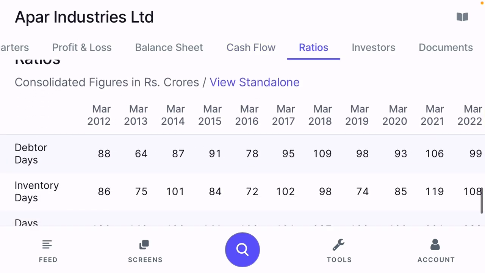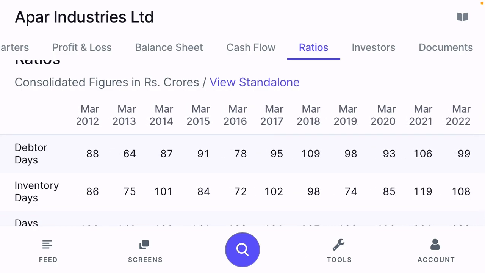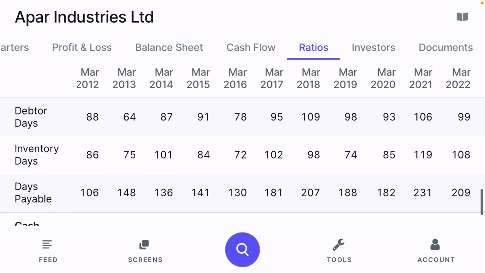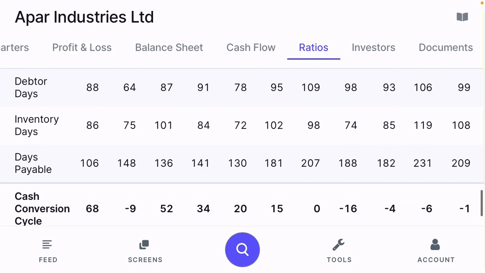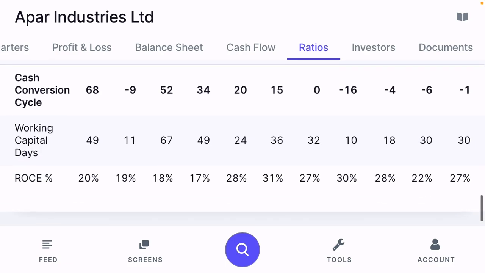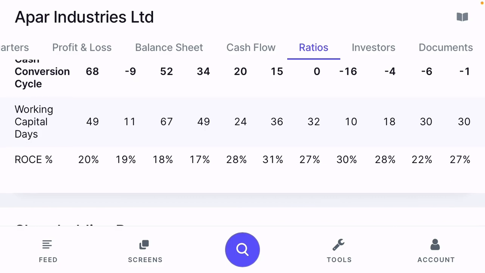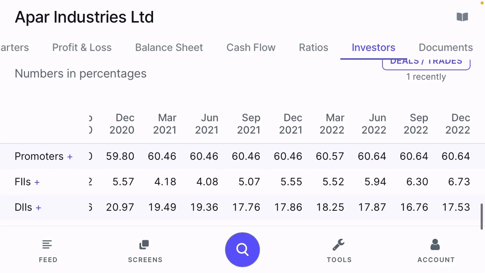And here you can see the ratios. The company has some debtor ratios. You can see here in March 2011, the overall debtor days were 106. In March 2022, the debtor days were showing 99. Inventory days also improved. Cash conversion is also improved, and working capital is also flat. So overall, you can see the return on capital employed 22 to 27. Excellent performance.